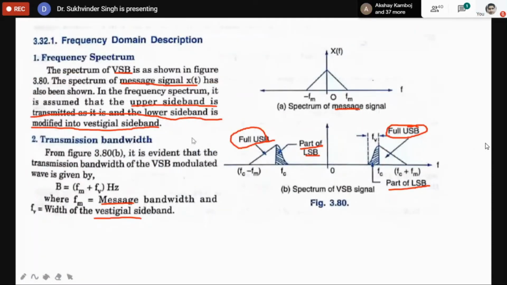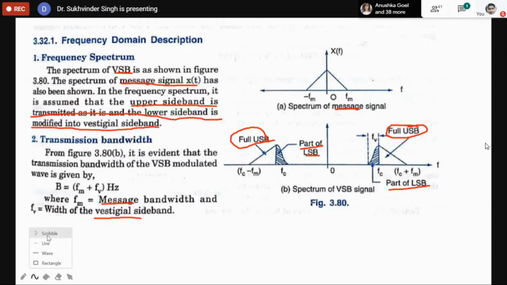So now what actually vestige is, let us try to understand it. We have a message signal x(t) represented by this figure A, and then we have a vestigial sideband signal with the figure B. Here, if you can see, these lines represent the unwanted part, and this full upper sideband is taken in case of DSB-SC as well as SSB, but this is a sharp cutoff frequency.